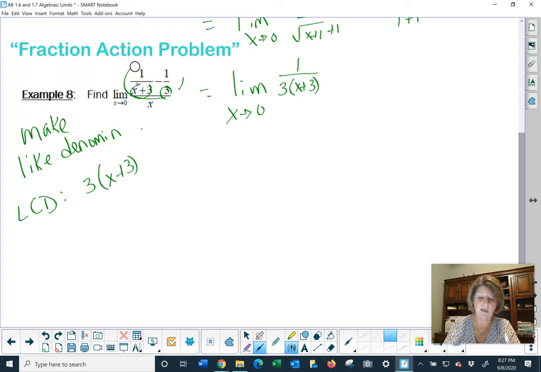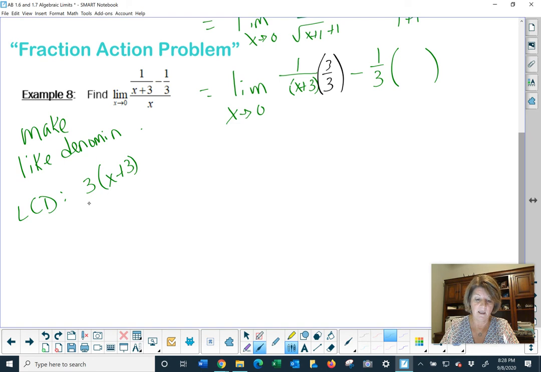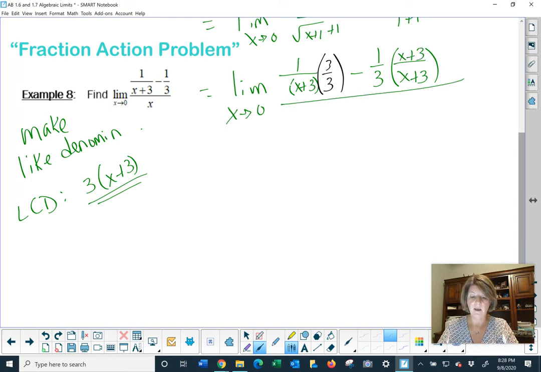So in order to generate that, I need to multiply this by 3 over 3. Then I'm going to minus, I have 1/3, and I need a like denominator of 3 times x plus 3. So now I have to introduce the x plus 3, all divided by x. Okay, let's keep simplifying.